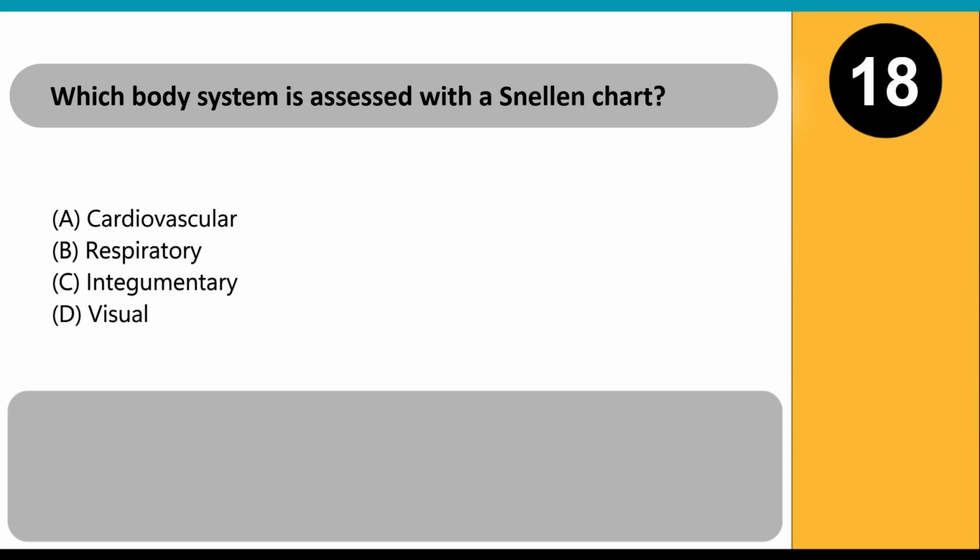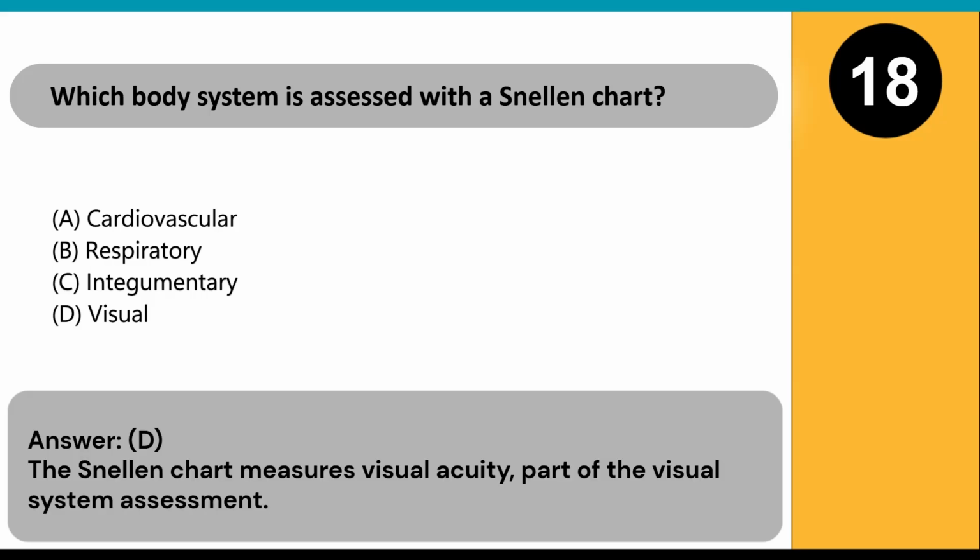Respiratory, C. Integumentary, D. Visual. Answer: D. The Snellen chart measures visual acuity, part of the visual system assessment.